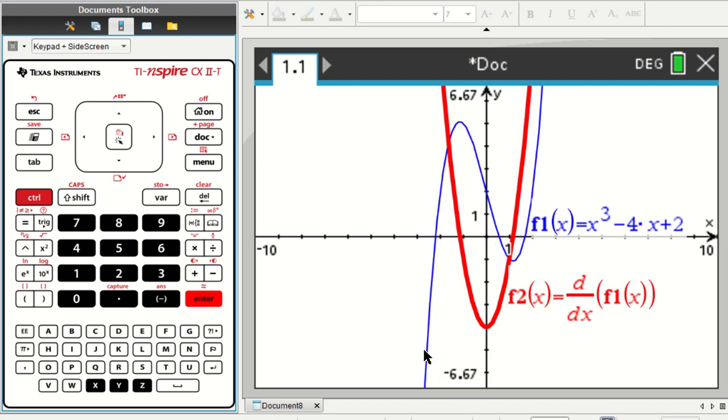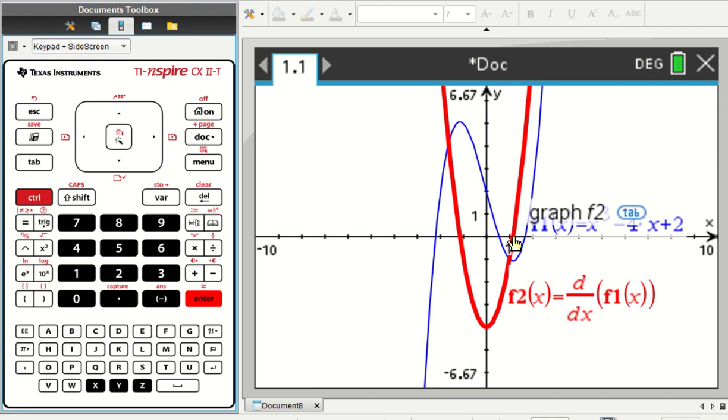Initially the first graph is increasing and the values of the red graph are positive. They're above the x-axis. At this peak, the slope of the tangent line is 0 and we get an x-intercept on the red graph. The slopes of the tangent lines become negative because on the blue graph, the values are decreasing until we reach the minimum. At the minimum, again, we have an x-intercept. The slope of the tangent line is 0.